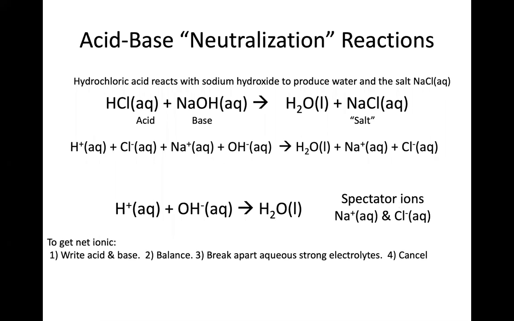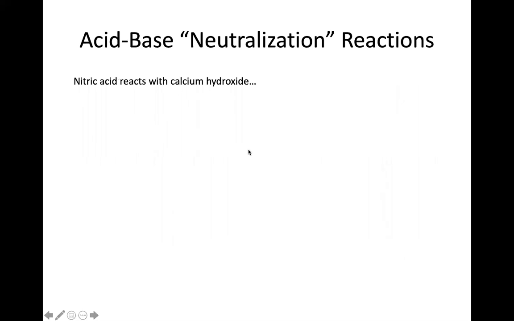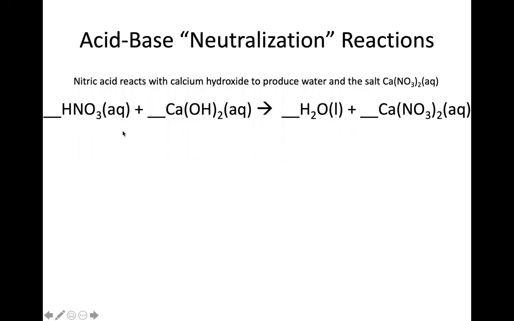My strategy for this: I first wrote the equation with the acid and the base. I balanced it. I broke apart the aqueous strong electrolytes, and then I canceled. Let's see if we can do the same thing with another acid-base neutralization reaction. Nitric acid reacts with calcium hydroxide. That's going to produce water and the salt calcium nitrate. Nitric acid and calcium hydroxide, I think we should know the formulas for those. We should also know calcium nitrate.